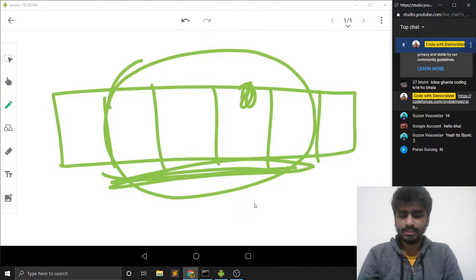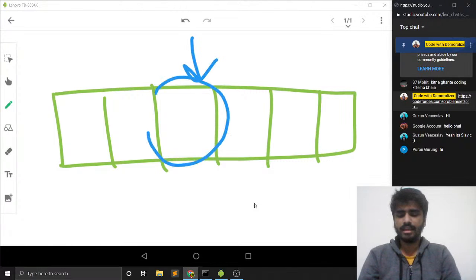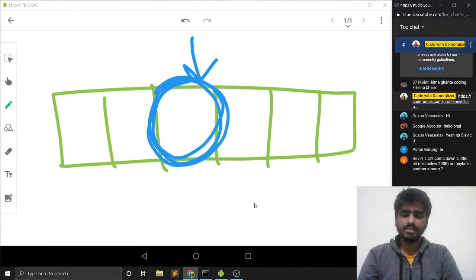For that, I thought of some kind of divide and conquer thing. Like, let's say I pick the max element.